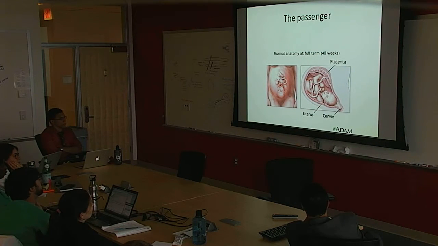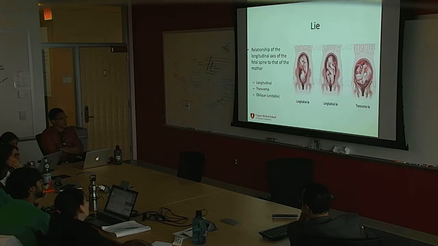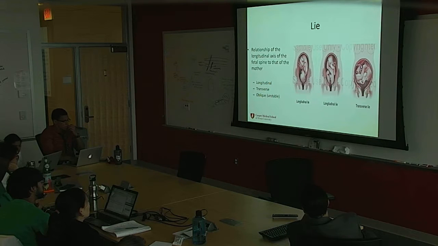Normal anatomy: this is the passenger, this is the baby. Normal anatomy at full term, the baby looks like this. And this is how position and everything is described. The lie of the baby. What is the fetal lie? The relationship of the longitudinal axis of the fetal spine to that of the mother. So it's either longitudinal lie, transverse lie, or oblique, which is an unstable lie. Longitudinal can be breech or head down.